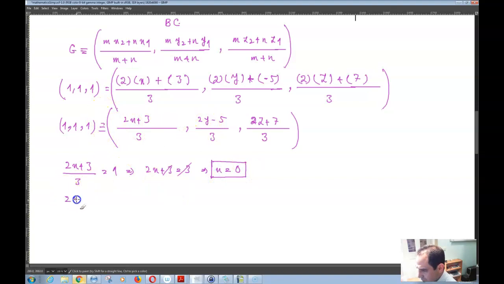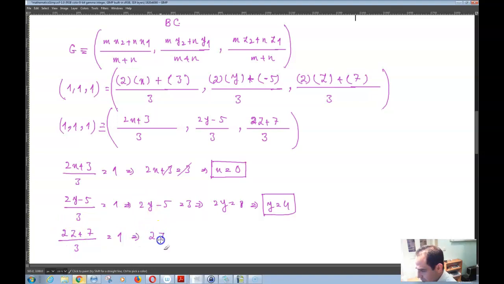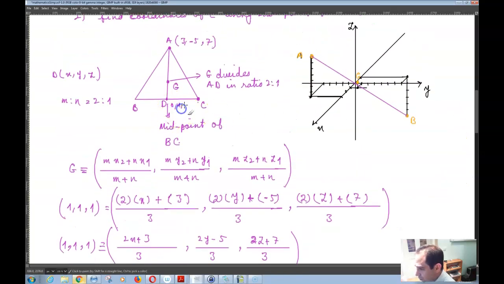Now 2y minus 5 over 3 is equal to 1, which means that 2y minus 5 is equal to 3, which means that 2y is equal to 8. That means that y is equal to 4. And over here I have 2z plus 7 over 3 is equal to 1, which means that 2z plus 7 is equal to 3, which means that 2z is equal to -4, which means that z is equal to -2. So the coordinates of the point D are 0, 4, -2.